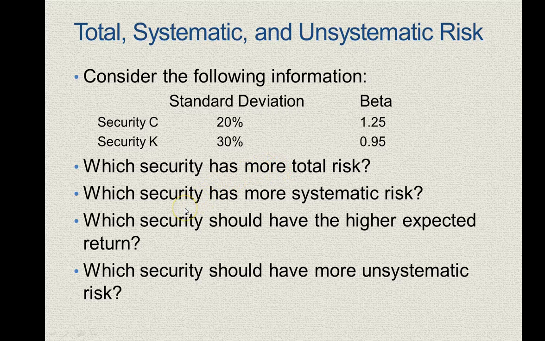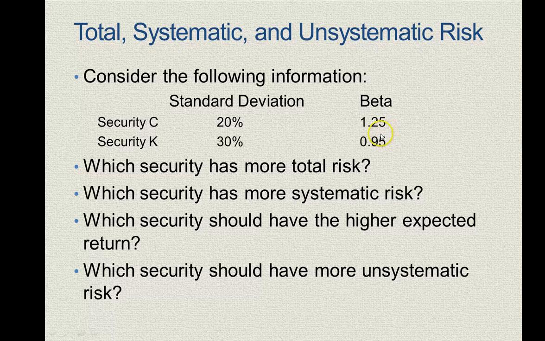Okay, so let's briefly look at this example to have a better understanding of the different types of risks. We consider the following information. We have two securities, security C and security K. The standard deviation for security C is 20%, and the standard deviation for security K is 30%, and beta for security C is 1.25, and beta for security K is 0.95. So question 1, which security has more total risk? Because the standard deviation measures total risk, obviously it's security K, right? And question number 2, which security has more systematic risk?